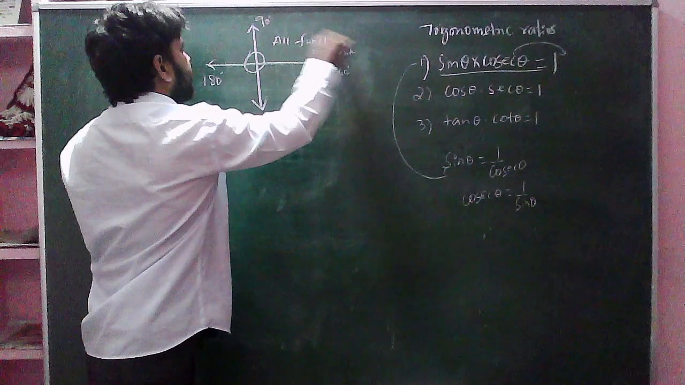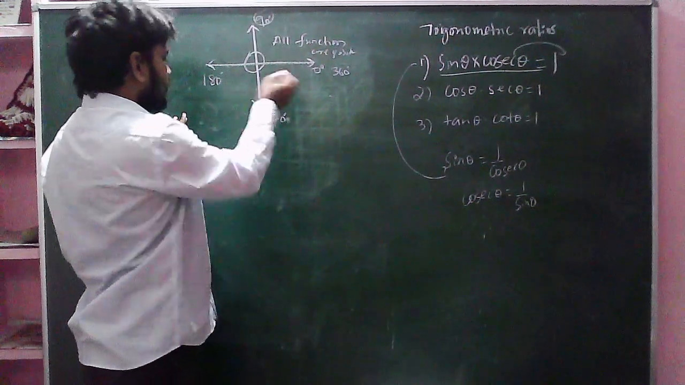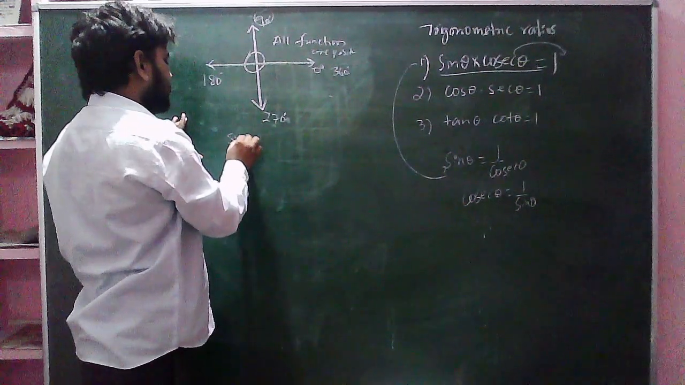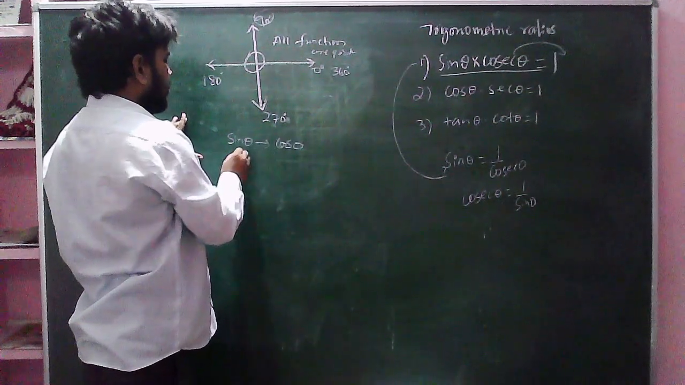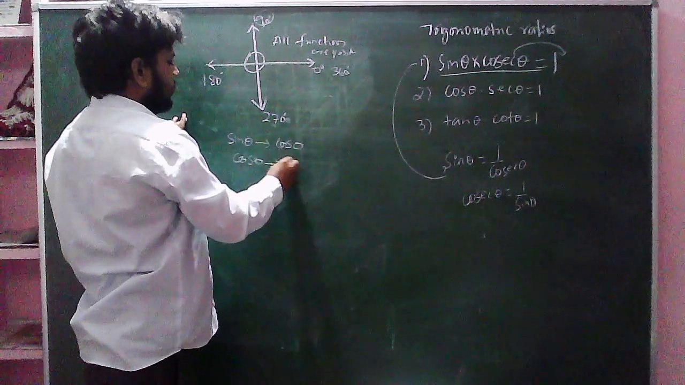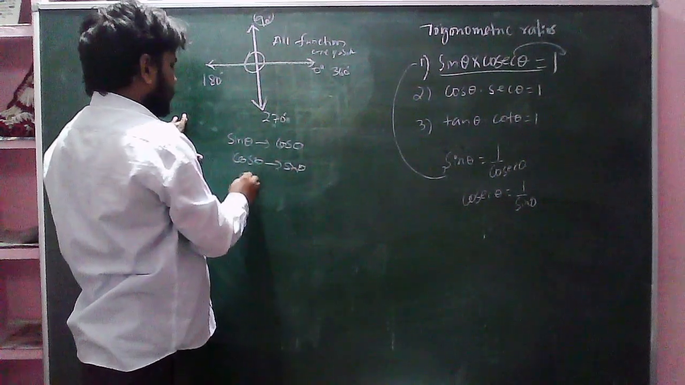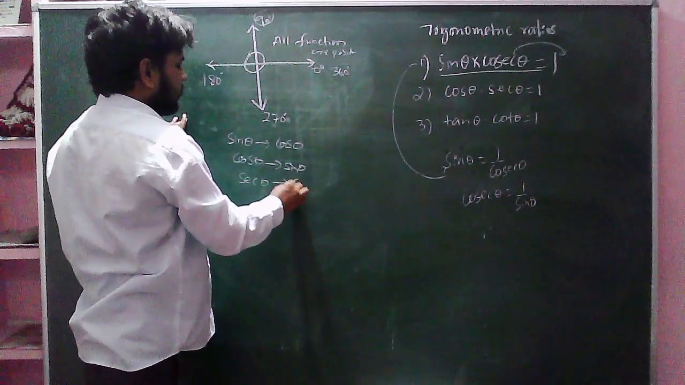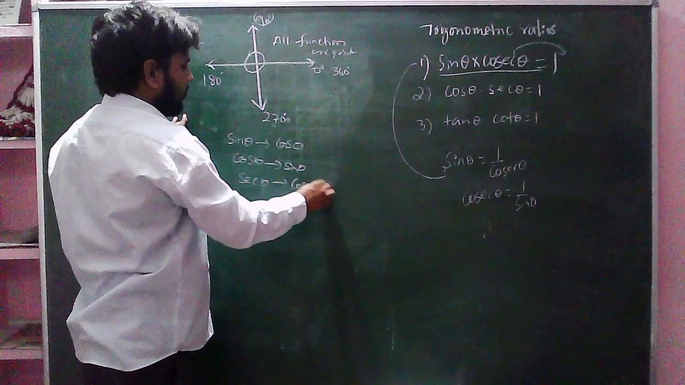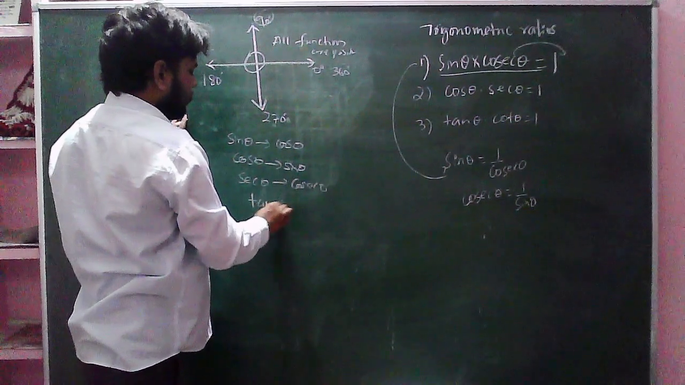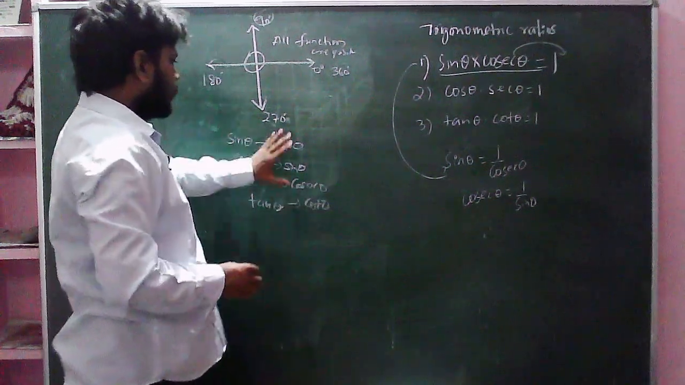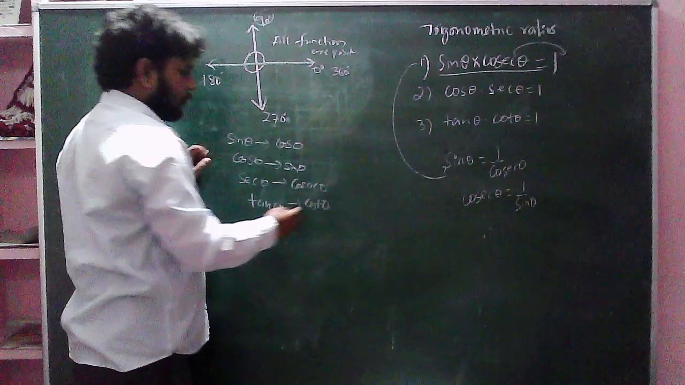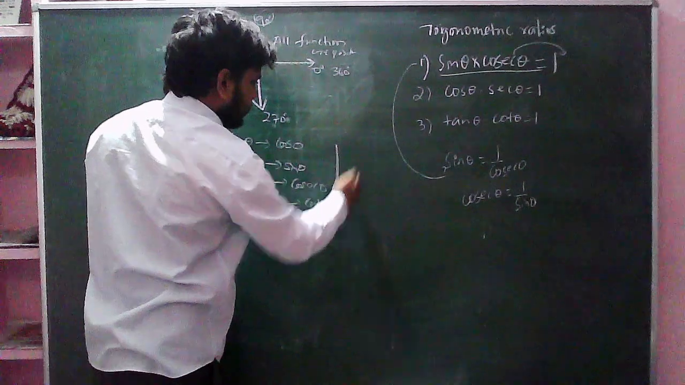Okay, whenever we have up to 90 degree, the trigonometric function will change. Sin theta will change to cos theta, cos theta will change to sin theta, sec theta will change to cosec theta, and tan theta will change to cot theta. Like that.